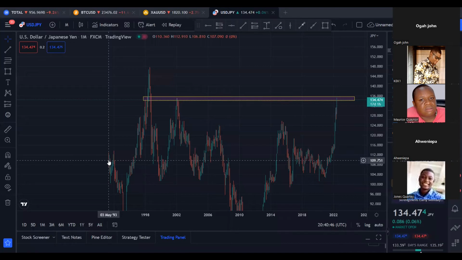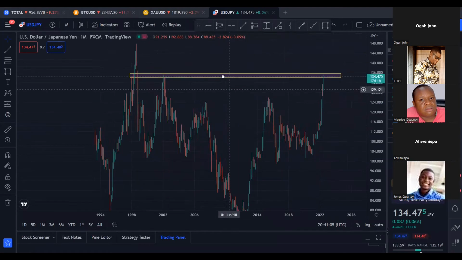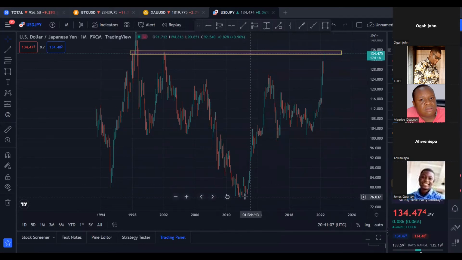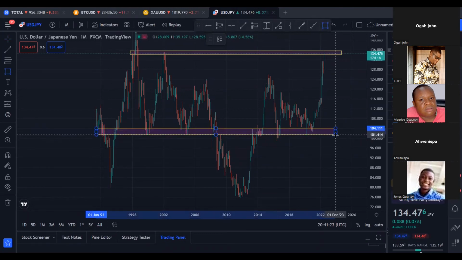So this asset, USD JPY, the highest it has gone is 147.756. And it got there in July 1998. Then the lowest it came to is 76.00, and that was somewhere in 2012. Now, it then maintained a level here.